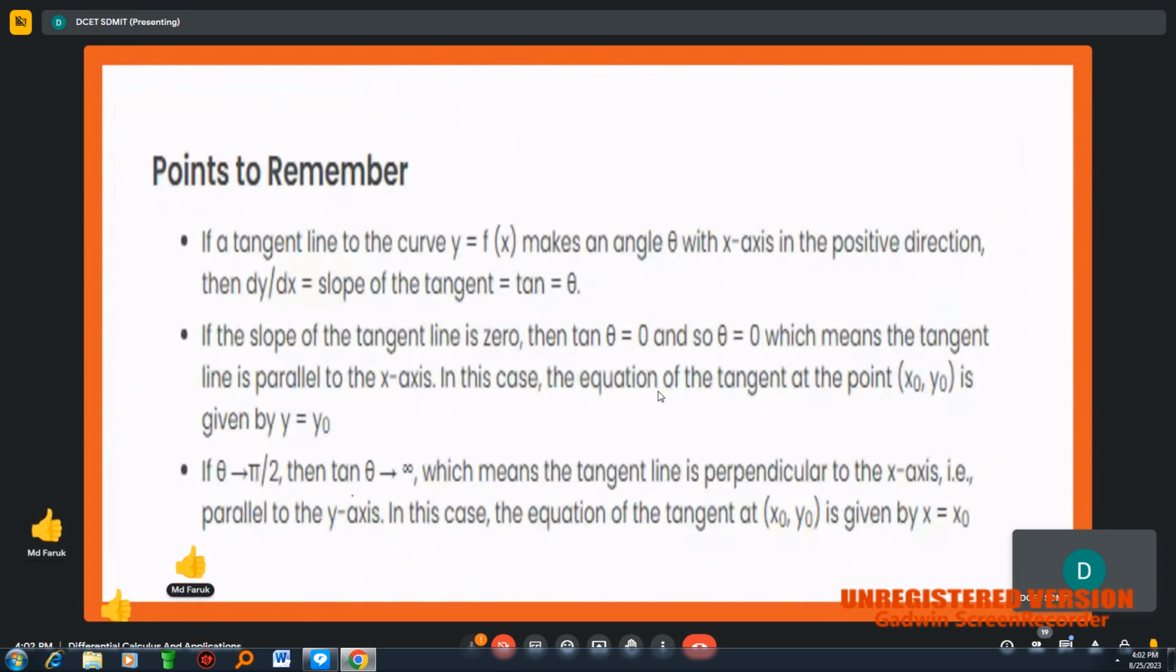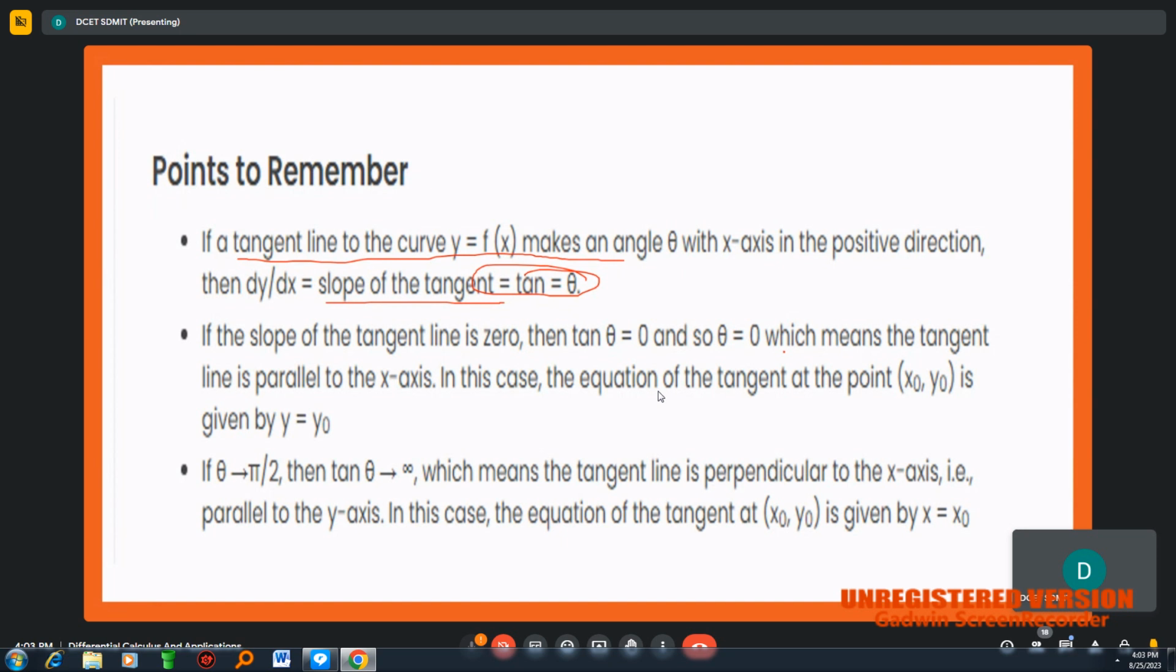Next, this point you have to remember: if a tangent line to the curve y is equal to f of x makes an angle theta with the x-axis in the positive direction, then dy by dx is equal to the slope of the tangent, which is nothing but tan theta. Second point to remember: if the slope of the tangent line is 0, then tan theta is 0, so theta equals 0, which means the tangent line is parallel to the x-axis.